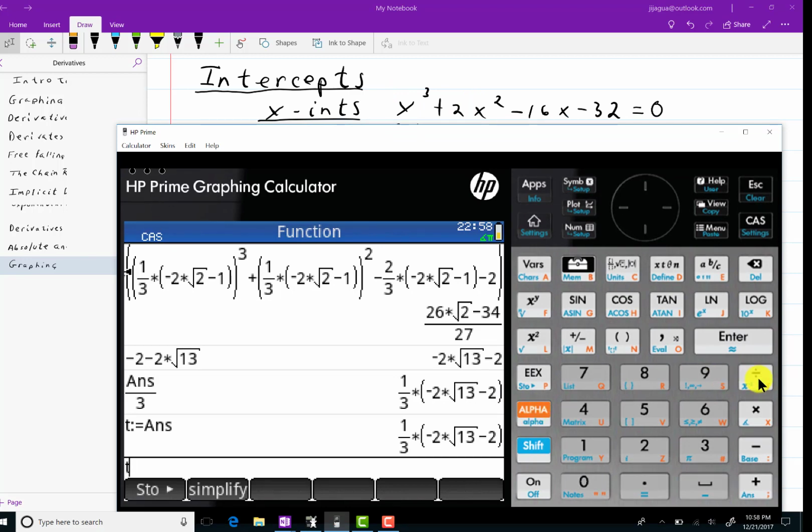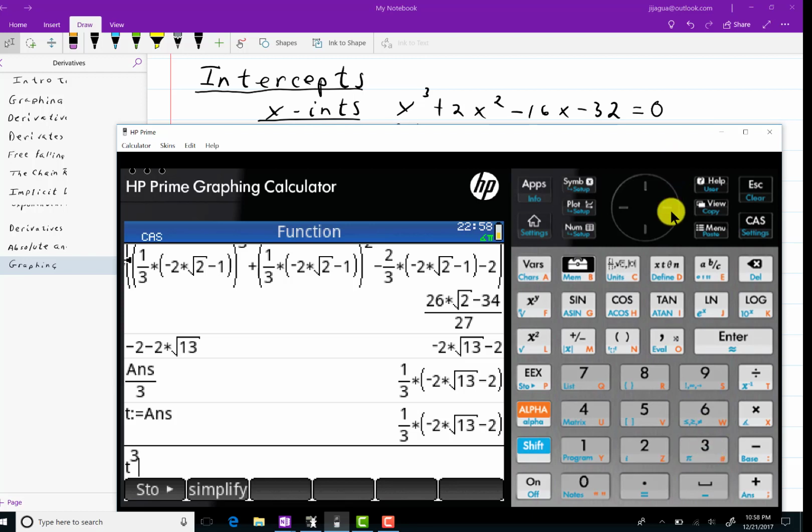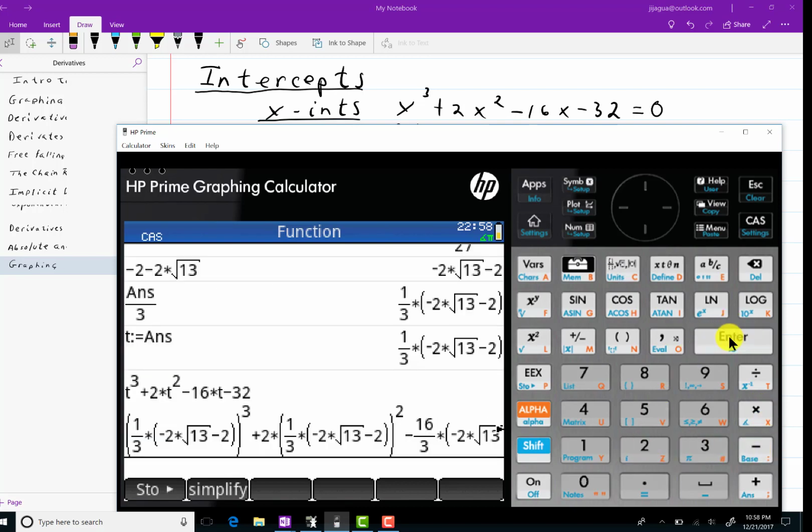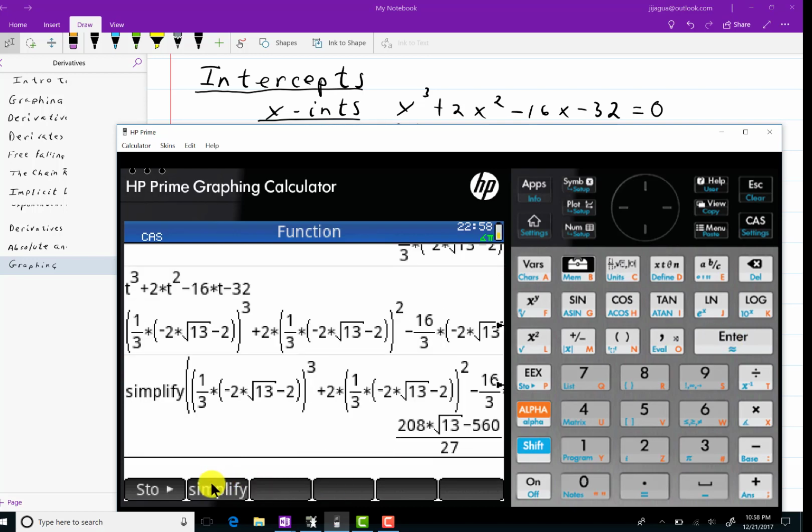So I got T to the third power plus 2 times T squared minus 16 times T minus 32. When I hit enter, it looks terrible, but then you can hit simplify, and let's see how that compares with my final answer.